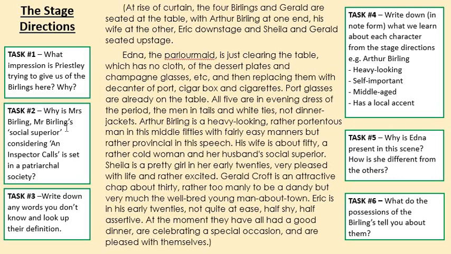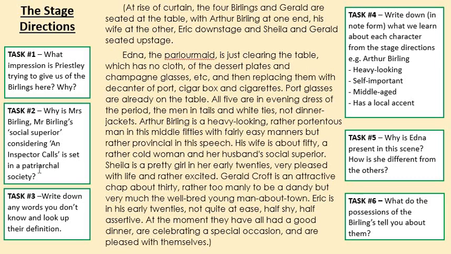Task 2. So here it says Mrs. Burling is Mr. Burling's social superior, and what that means is that she comes from a wealthier family than he does. And that might be quite surprising to us. So she's effectively posher than he is. And what we can gather from this information is that Mr. Burling married Mrs. Burling so that he could move up in his social standing.